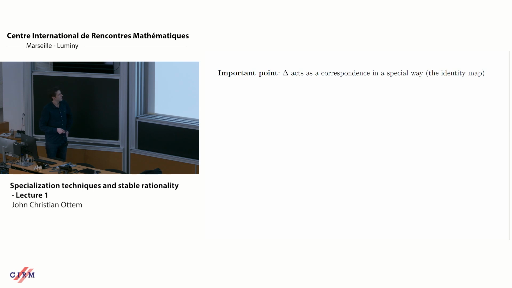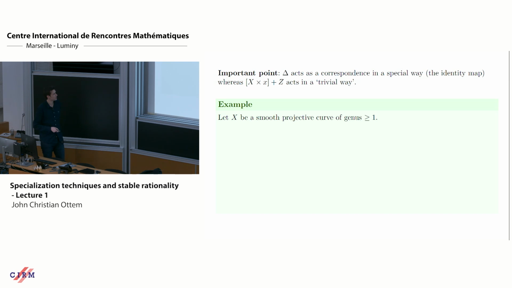The point is that if you look at the diagonal as a sort of correspondence, it acts as the identity map, whereas a cycle of this form acts in a sort of trivial way. So let me just give an example that illustrates this. Let's show that a curve of positive genus does not have a decomposition of the diagonal.